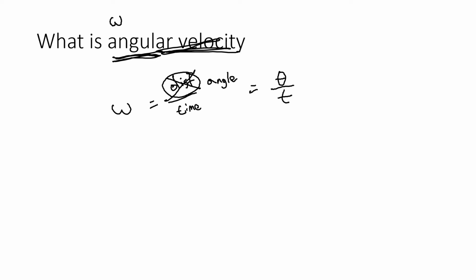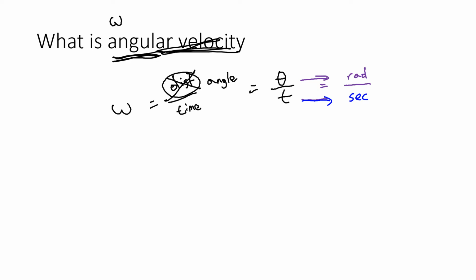And how exactly do we measure angular velocity? Well, think about how we can measure angles. This theta could be measured in maybe radians. And this t is going to be some measurement of time, so it could be something like seconds. So if we see radians per second, or radians per minute, or radians per hour, then that's a good indication that what we have is the angular velocity.